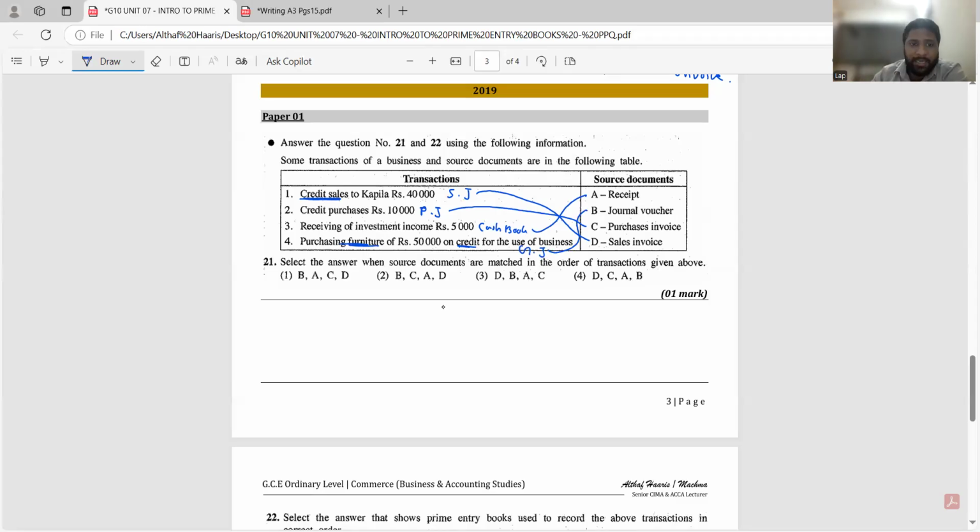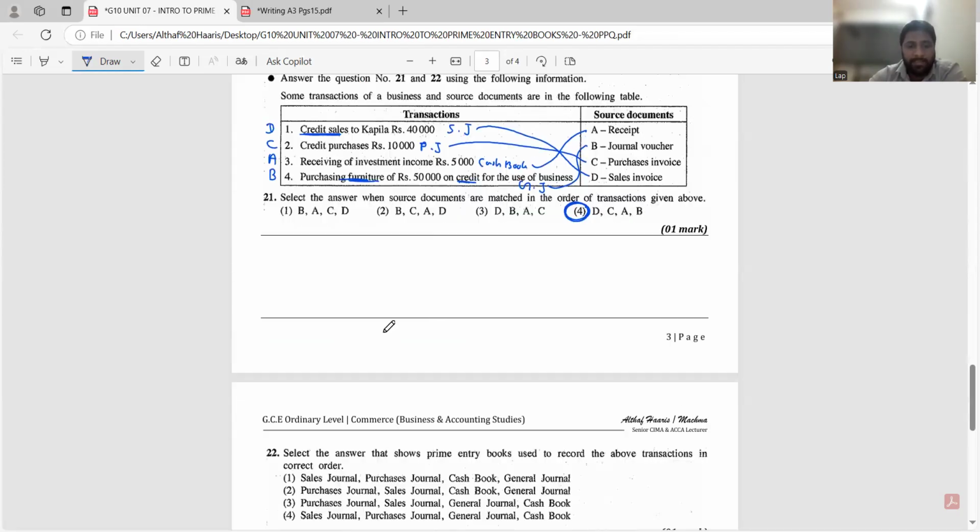So let's connect one by one. First one, fourth one got connected, D. Second one, C got connected. Third one, A got connected. Fourth one, B got connected. D-C-A-B is there in the fourth option. Your answer is there in the fourth option. Next.